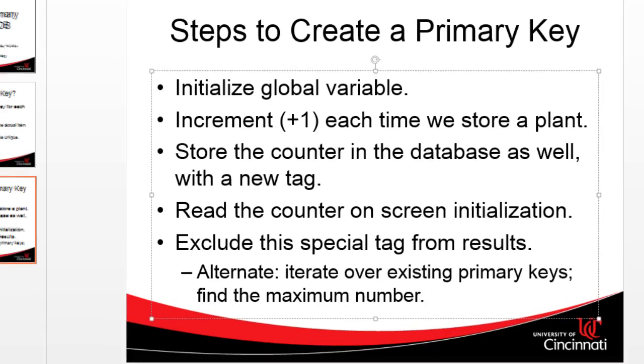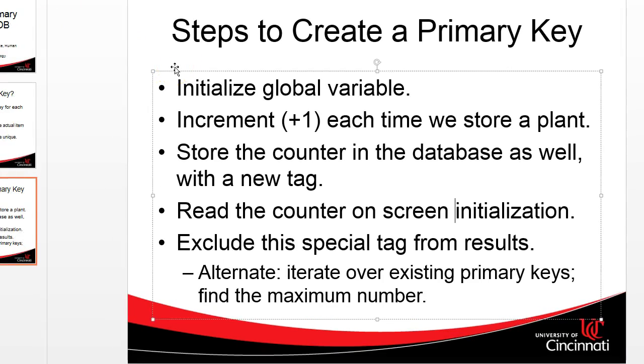So to recap, what do we need to do to create a primary key? Initialize a global variable, increment that variable each time we want to store a plant, store the counter, the highest number in the database with a new tag, read the counter when we initialize any screen that's going to be updating the database or inserting into the database. And then be sure to exclude this tag from any results.